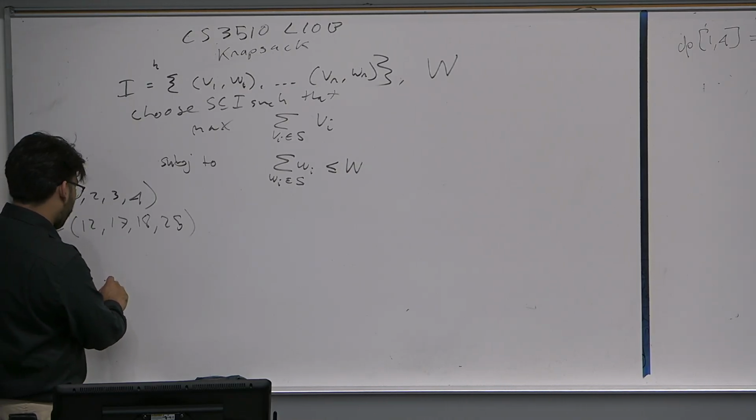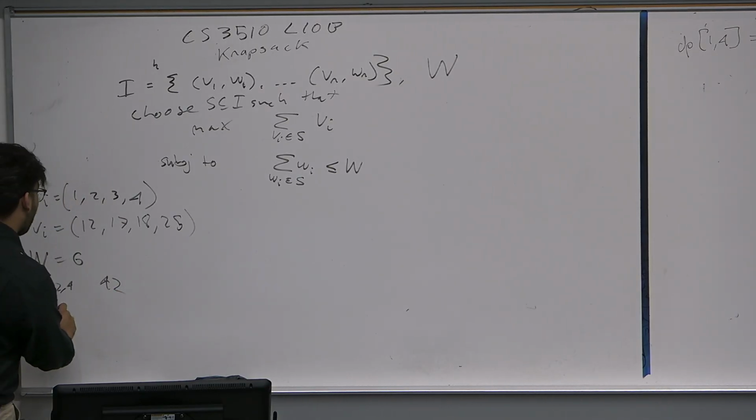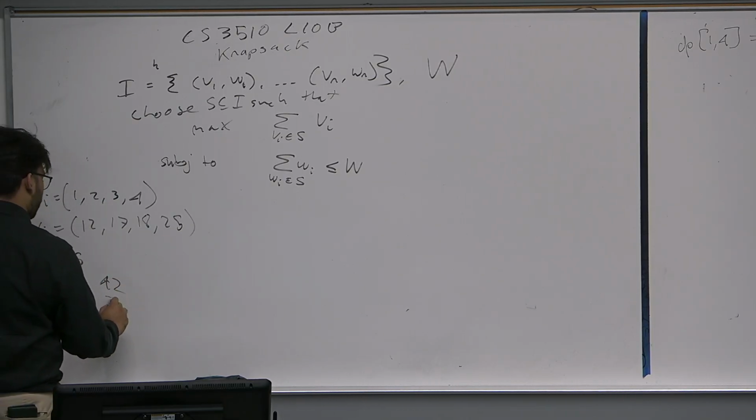I think it's 42. 42, thank you. What else could we steal? We could do 1 and 3. What is item 1 plus item 3? 12 plus 18 is, I can do this one, 30.